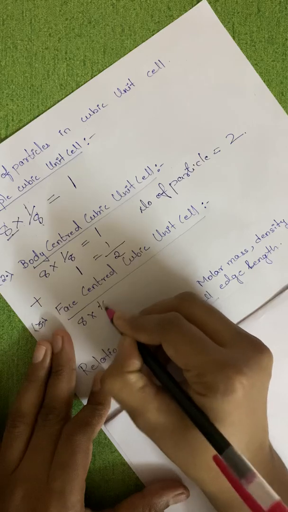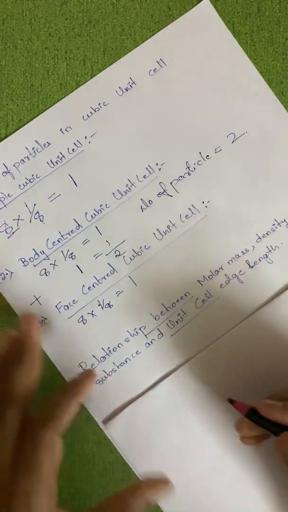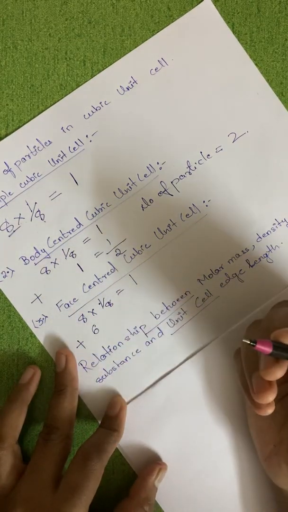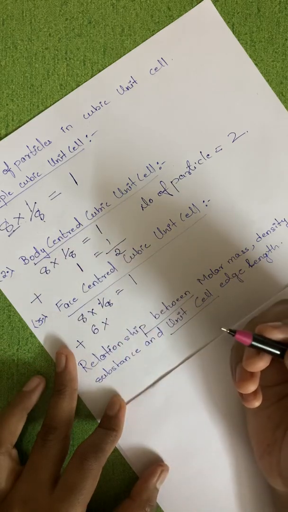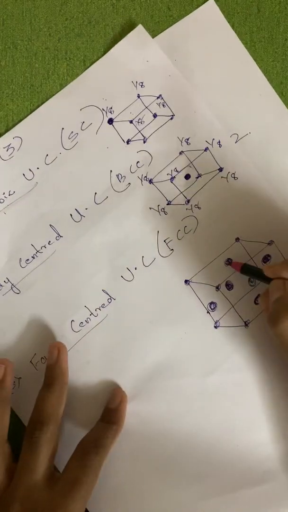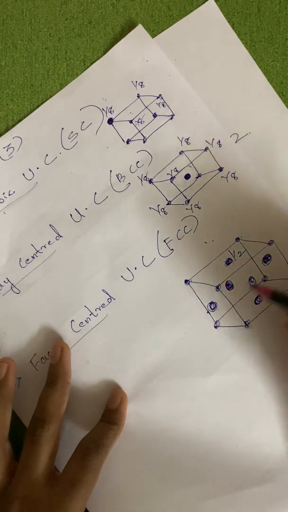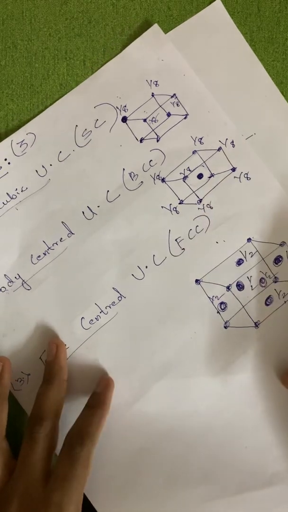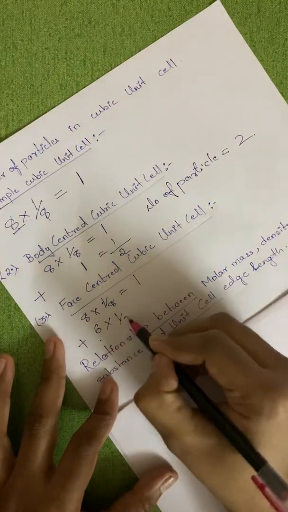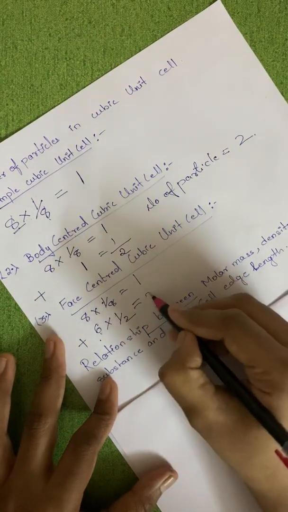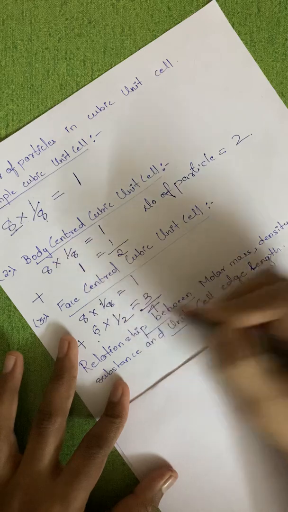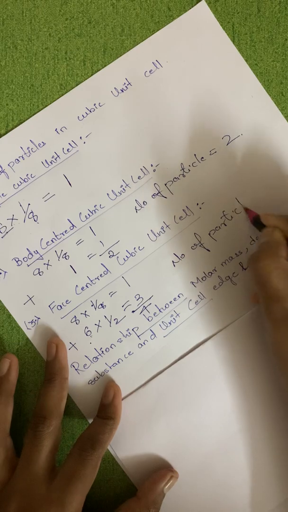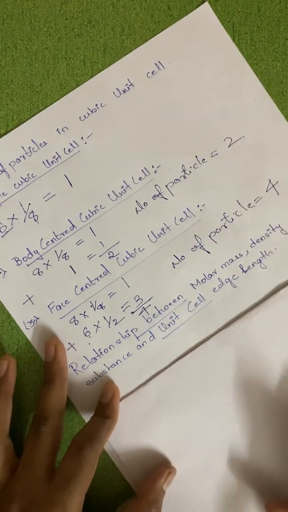8 corners, this is for sure in all these. Now in addition to this, how many faces are there? 6 faces are there. In each of the faces, the particle is shared by 2, so in each face it will be 1/2, 1/2, 1/2, 1/2. Everywhere there will be 1/2. How many 1/2s are there? There are 6, so 6 into 1/2, which is equal to 3. So the total comes to be 4 over here. So the number of particles in FCC is equal to 4. Hopefully this is clear.